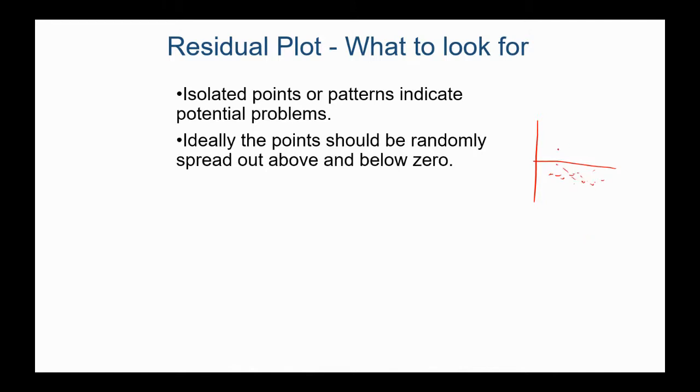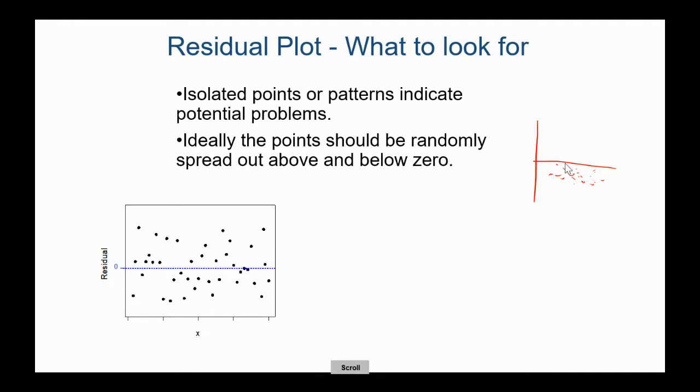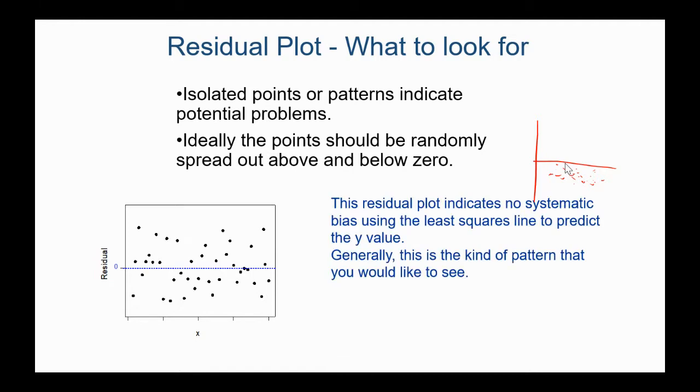Something's going on there. Why are we over predicting everything? If they're all below 0, why are we over predicting it? Something's going on there. So that's kind of what this is saying.